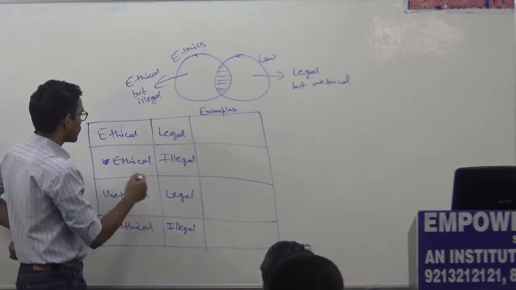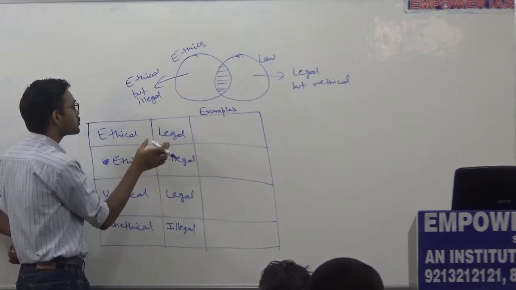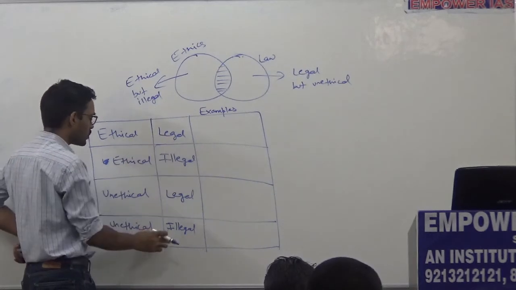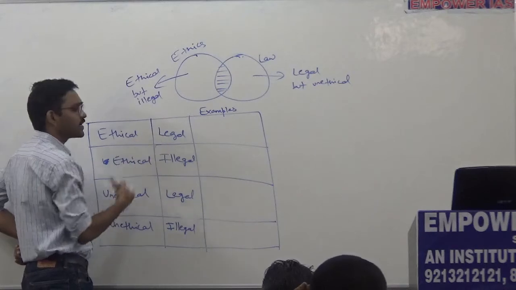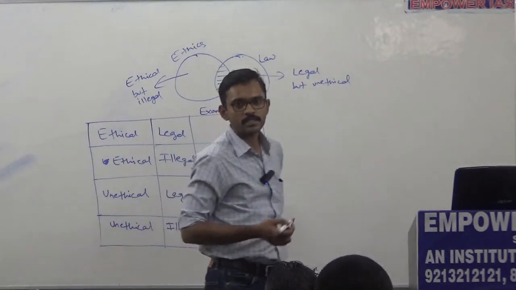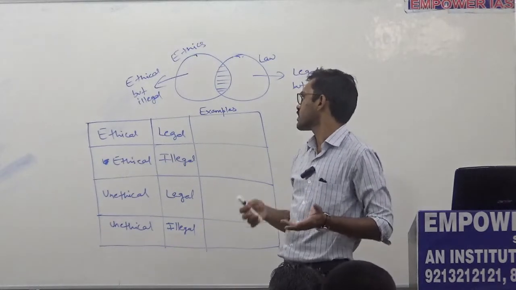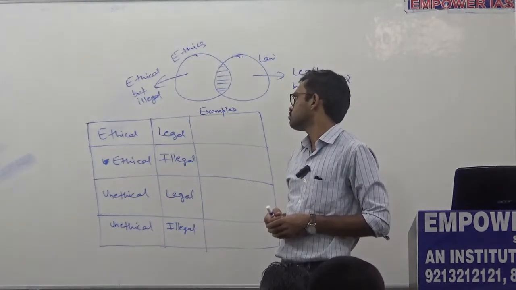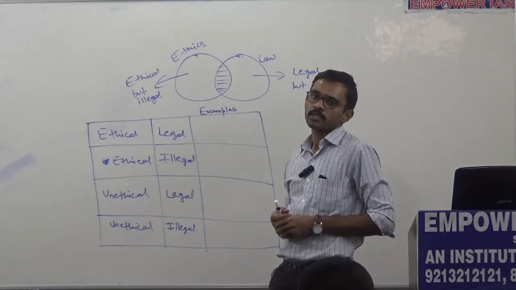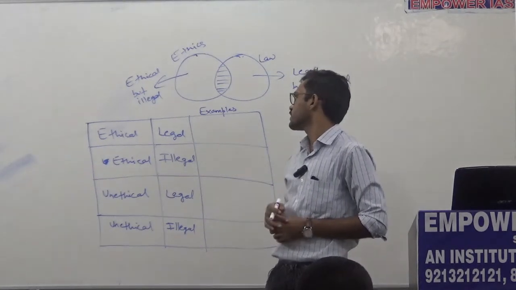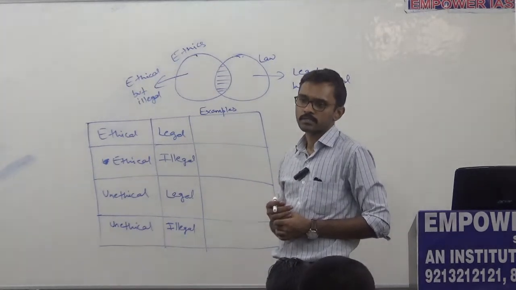Our concern is with these two: ethical illegal and unethical legal. Most of the laws fall either in the ethical legal category or the unethical illegal category. For example, in the ethical legal category, what examples can we give? Abolition of sati, abolition of dowry, child employment prohibition, the Child Labor Prohibition Act. Similarly, recently the government has framed rules for protecting good Samaritans.